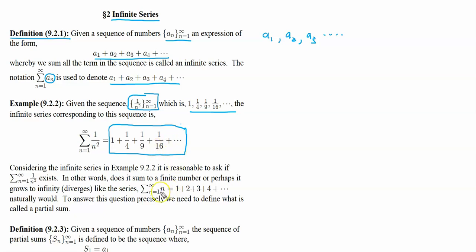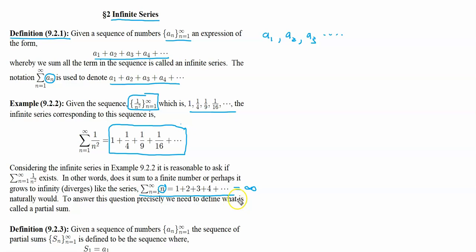Now, that's unlike something like this down here. Obviously, if we just consider the infinite series from n equaling 1 to infinity of just n, well, that's just going to be 1 plus 2 plus 3 plus 4, and so on. Well, of course, that is going to equal infinity. That's pretty clear that this is not going to exist as a finite number.